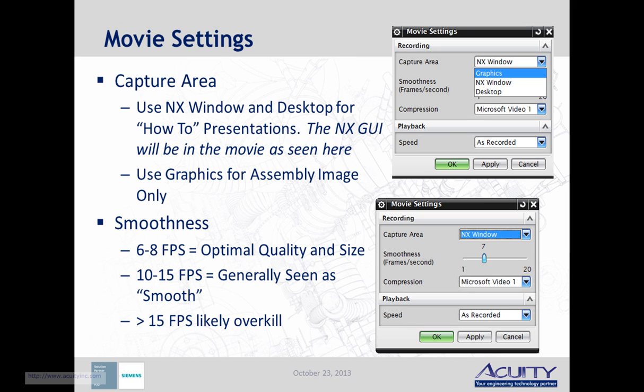Smoothness: 6 to 8 frames per second is about like a cartoon, so it'll be an optimal quality and size. Smooth enough to be visually pleasing, but not overly smooth. 10 to 15 frames per second will be seen as smooth and fluid, and 15 frames per second is highly likely to be overkill.